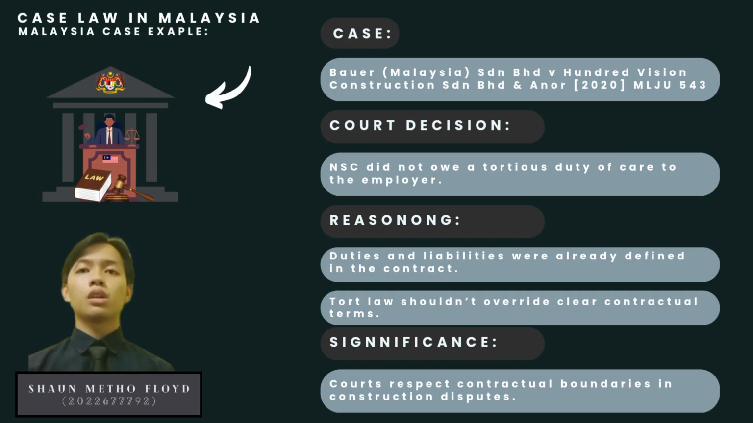Why? Because all the roles and responsibilities were already clearly written in the contract. So the court said that tort law shouldn't be used to override what's already agreed in the contract. The key takeaway from this case is that the court respects what's written in the contract, especially in a big construction project. That's why having a clear and well-drafted contract is so important. It helps avoid unexpected legal problems later on.